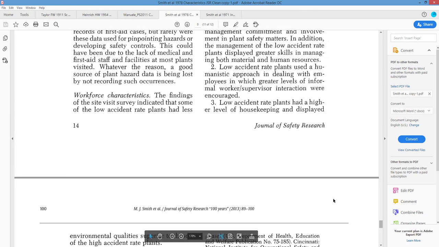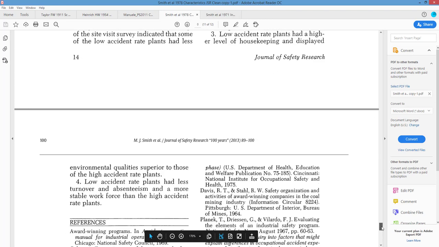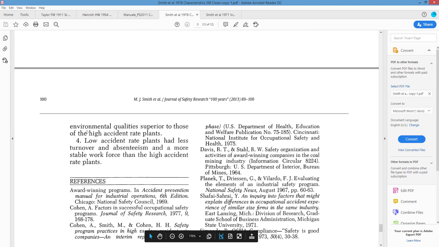And so like this one right here, I'm just going to point this out. I'm already over. Low accident rate plants had a high level of housekeeping and displayed environmental quality superior to those of high accident rate. Now, a lot of people have interpreted that one particular aspect to say, well, if we just clean up, like your, what do they call that? Not the Sigma, it's eluding me, the one where you have to clean up and organize.